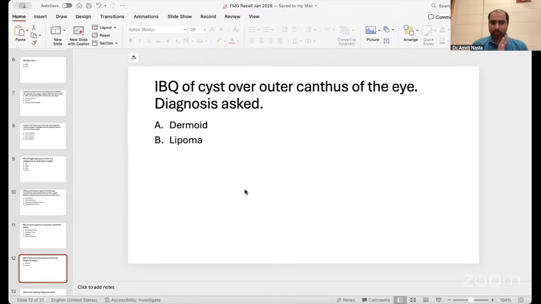This has been asked 3-4 times. It's there in all our ENDs, you will see. So there was a child with a cyst, outer canthus of the eye. That is a congenital dermoid cyst. Okay. Earlier they have asked.